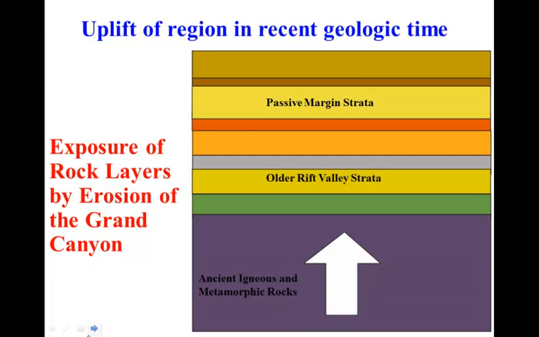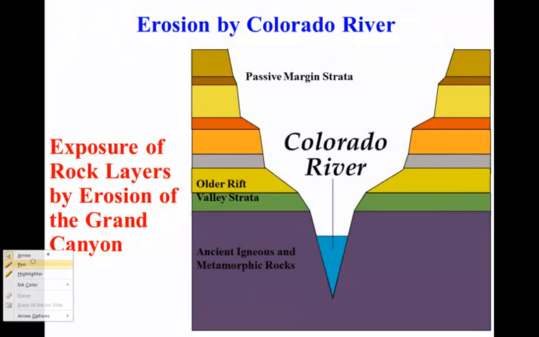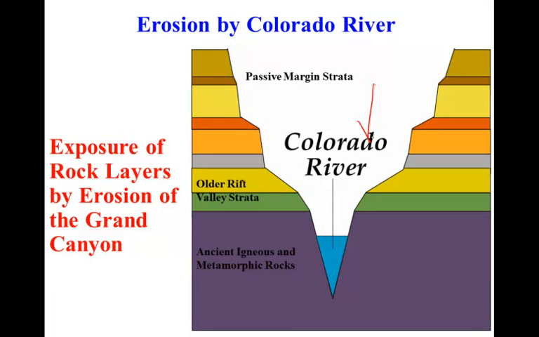Ancient rock of the crust, older rift valley strata, and then the younger passive margin layers. This entire sequence of rock has been uplifted in recent geologic time, and that provided the Colorado River the power to erode through those layers. As erosion occurred, the river is cutting into progressively older and older rock, exposing them for us to study and piece together the history of this region as told by the rock layers exposed in the walls of the Grand Canyon.